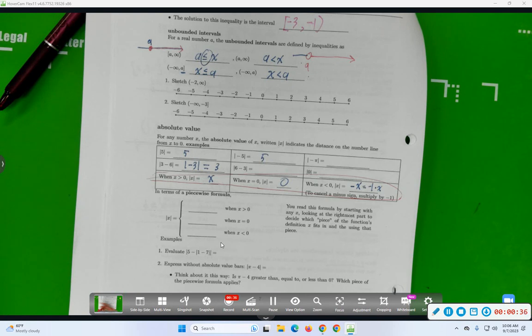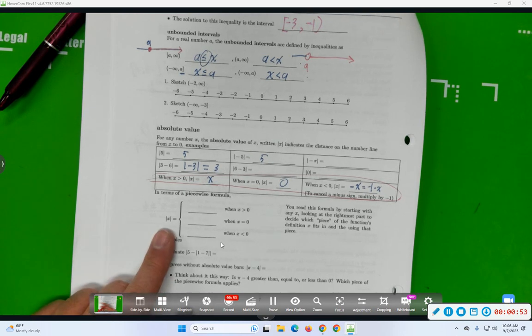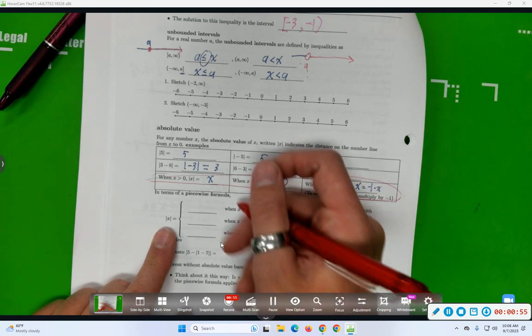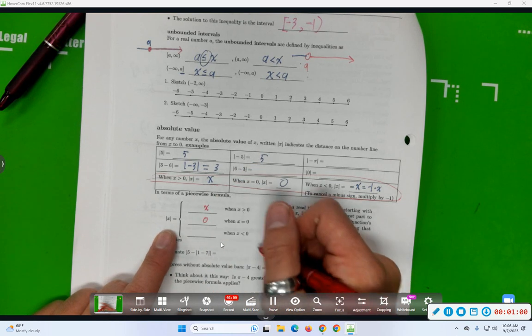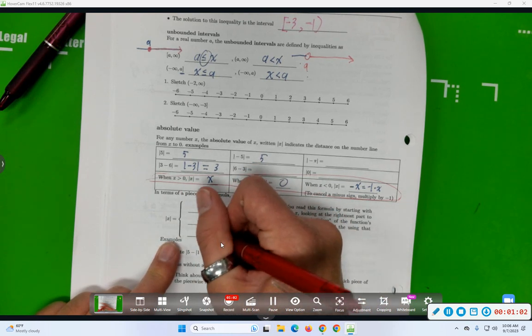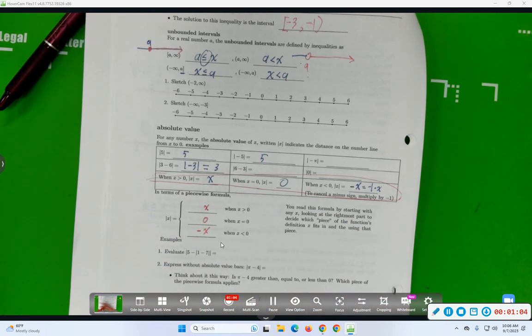And this is a particular type of function that we'll see a few times throughout the class called a piecewise function, or a case-wise function sometimes. So a piecewise function is a function that has different formulas depending on what type of input you have. It has different pieces. So in the case of absolute value of x, when x is positive, absolute value of x is x. When x is 0, absolute value of x is 0. When x is negative, absolute value of x is negative x.